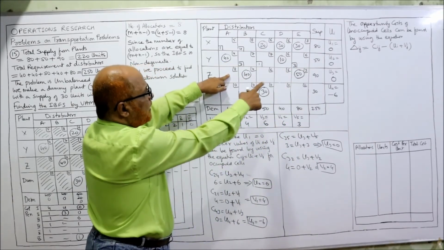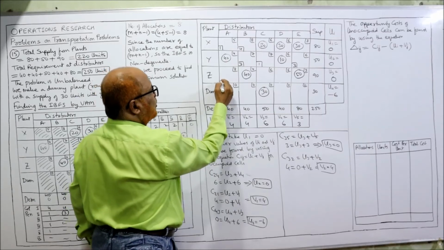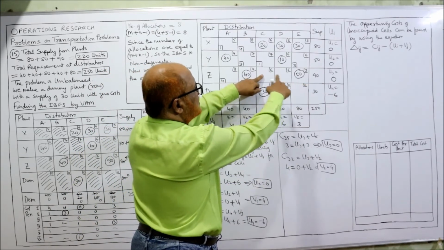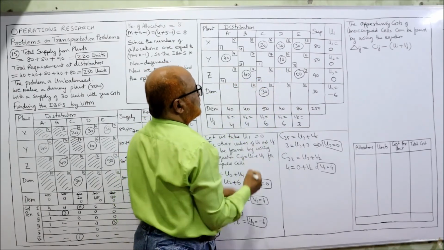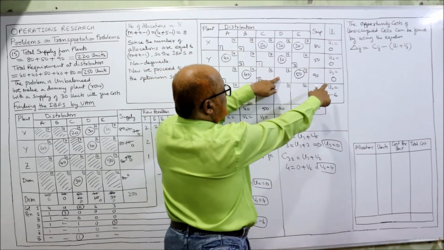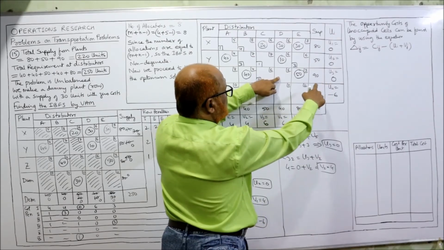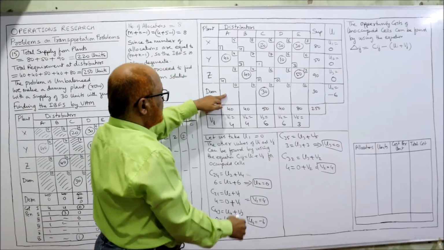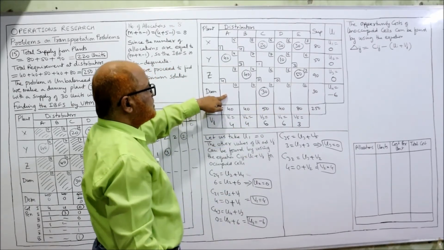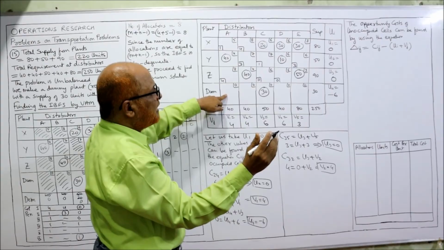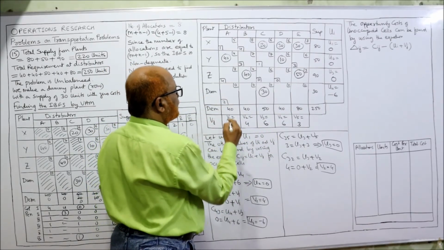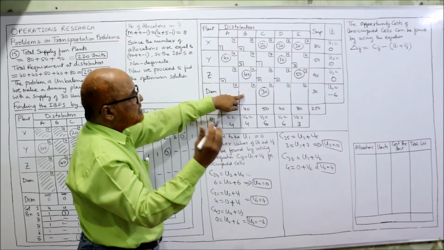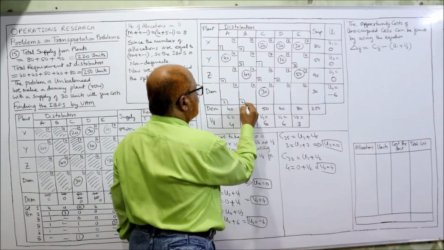Here 4 plus 0, 4. 8 minus 4 is 4. Here 6 plus 0 is 6. 6 minus 6, 0. Here it is 6 plus 0, 6. So 6 minus 6, 0. Here it is. 4 minus 6 is minus 2. So 0 minus minus 2 will become plus 2. Here 4 minus 6 is minus 2. 0 minus minus 2 will become plus 2.